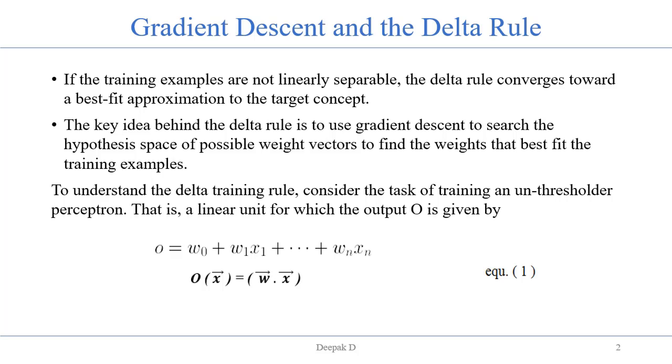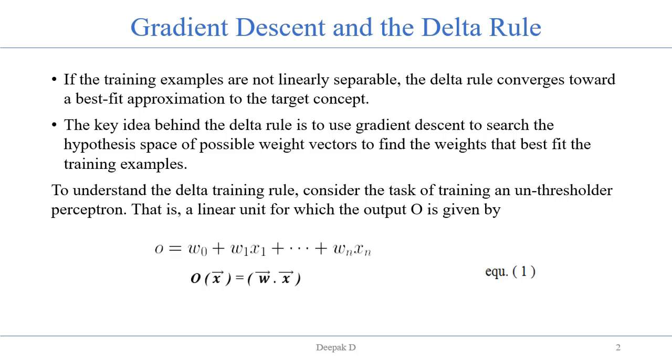So we have a second training rule, called the delta rule, which is mainly designed to overcome these difficulties. If the training examples are not linearly separable, the delta rule converges towards a best fit approximation to the target concept. The key idea behind the delta rule is to use gradient descent to search a hypothesis space of possible weight vectors to find the weights that best fit the training examples.